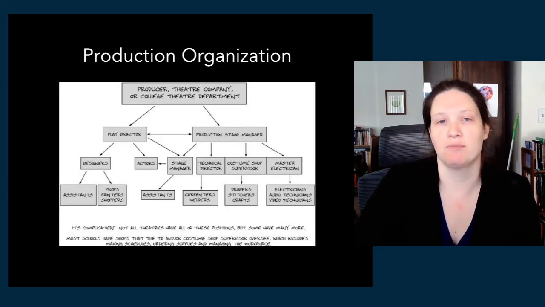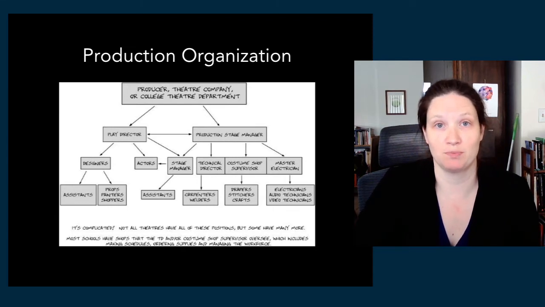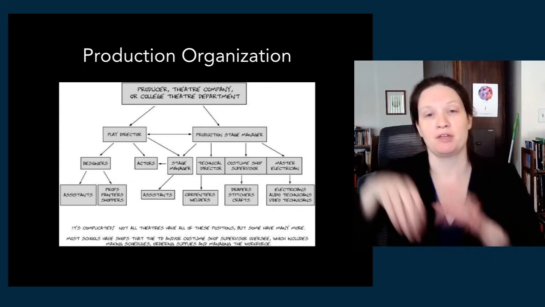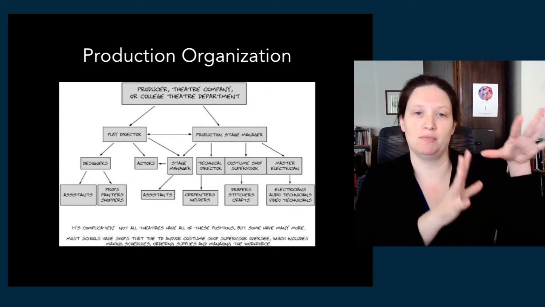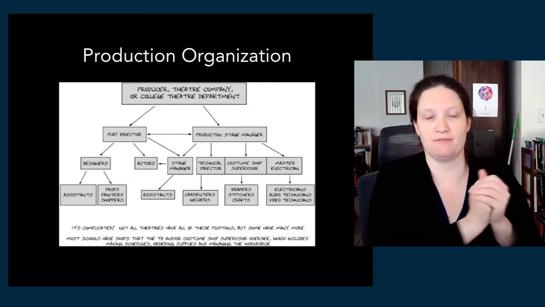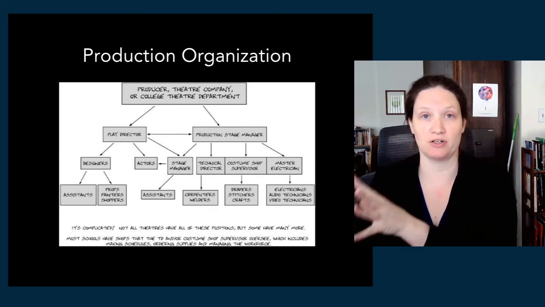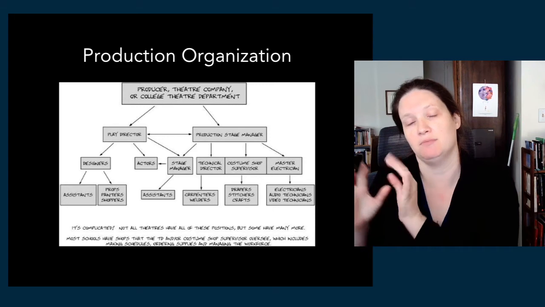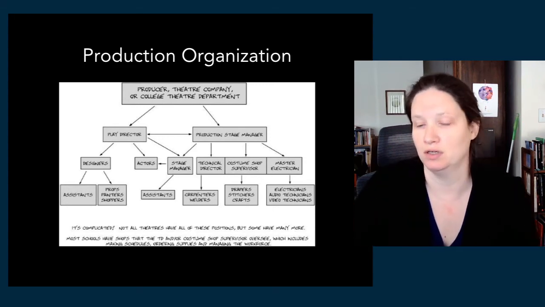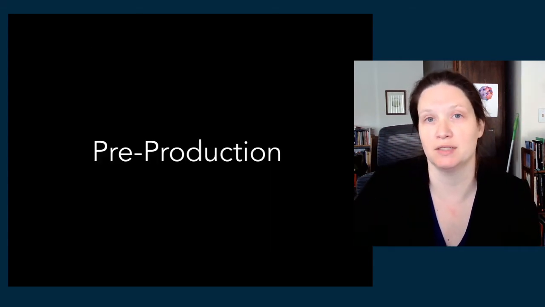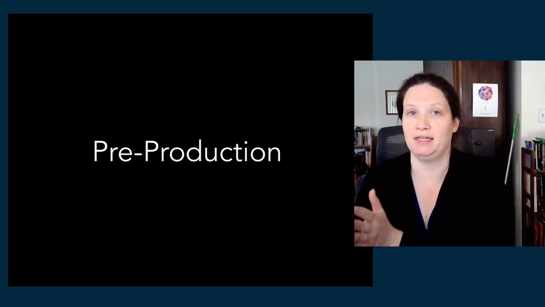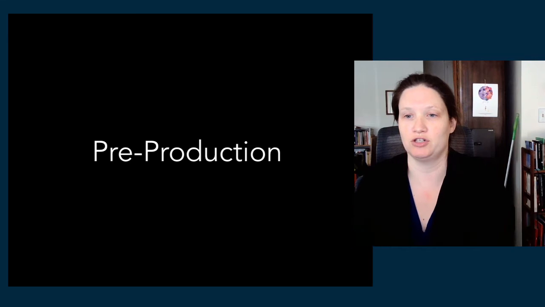Just as a reminder, here's how we think about production process, right? So we have a producer or a theater department. Then we have the stage management team and the production staff team. And then we have what's happening in the rehearsal room with the director of that specific play, with their specific design team, and with their cast and crew. So step 1 is pre-production, right? So this is everything that happens before we get into physical production on the show.